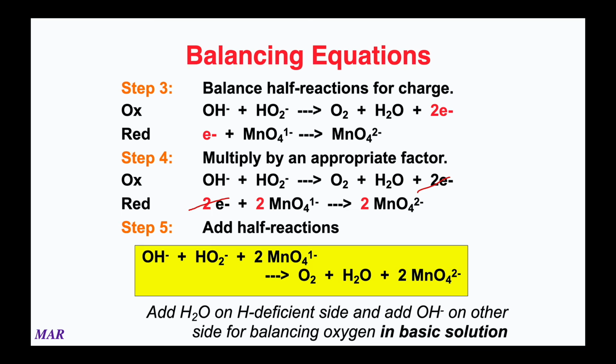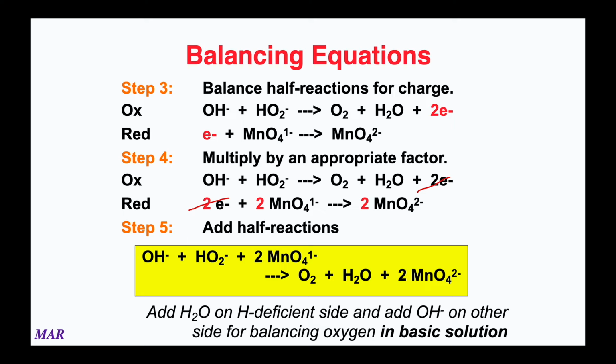You'll be left with hydroxide plus the peroxide plus 2 permanganates makes oxygen plus water plus 2 manganates. So when you cancel out the electrons, you can see you have a hydroxide, the peroxide, and the 2 permanganates, making oxygen plus water plus 2 manganates. And again, the idea here is that you add water to the hydrogen deficient side. H2O has more hydrogen per oxygen than hydroxide. You add hydroxide to the oxygen deficient side. You have a better oxygen to hydrogen ratio in hydroxide than you do for water.